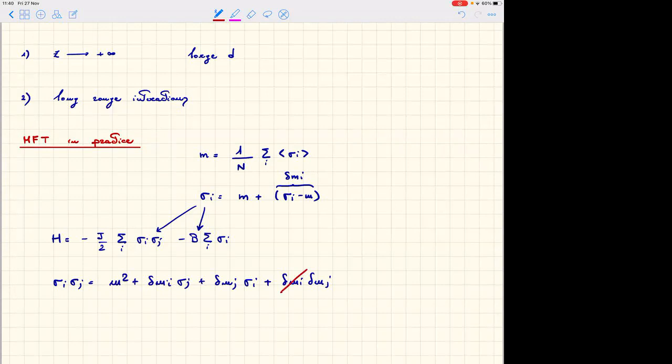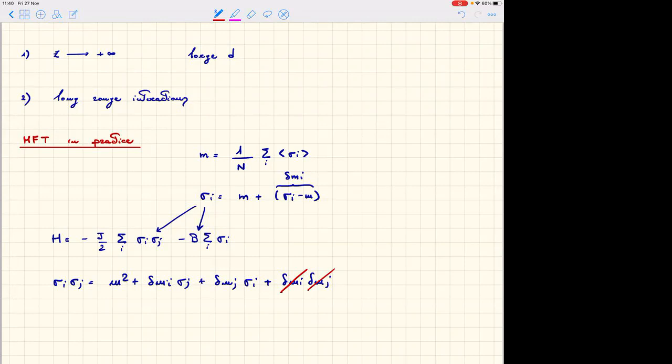And now, since I'm assuming that the system is satisfying the conditions for this approximation to be valid, and therefore local fluctuations with respect to the average are small, I'm going just to neglect this last term in the expansion. This is what it means in practice to do mean field theory.